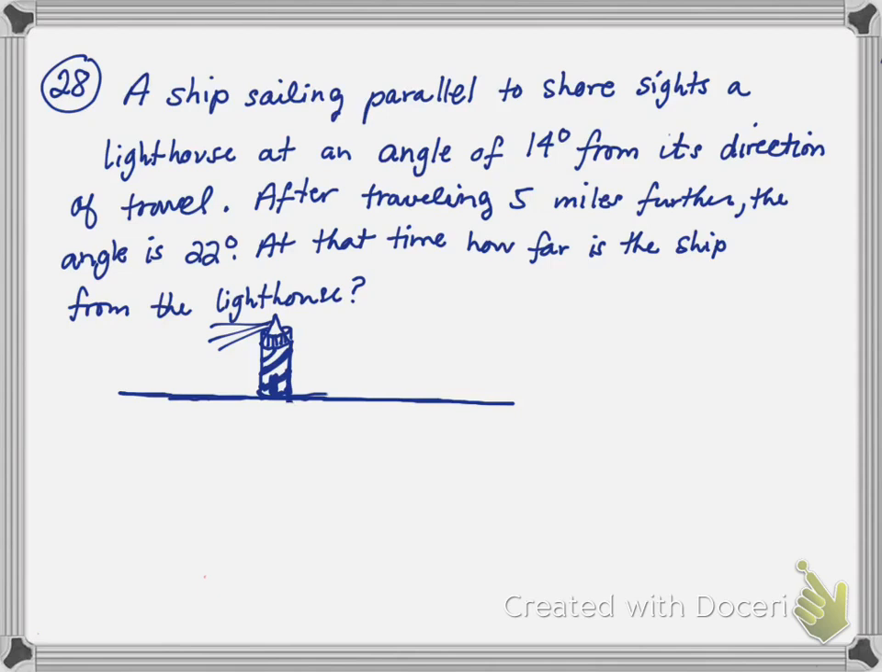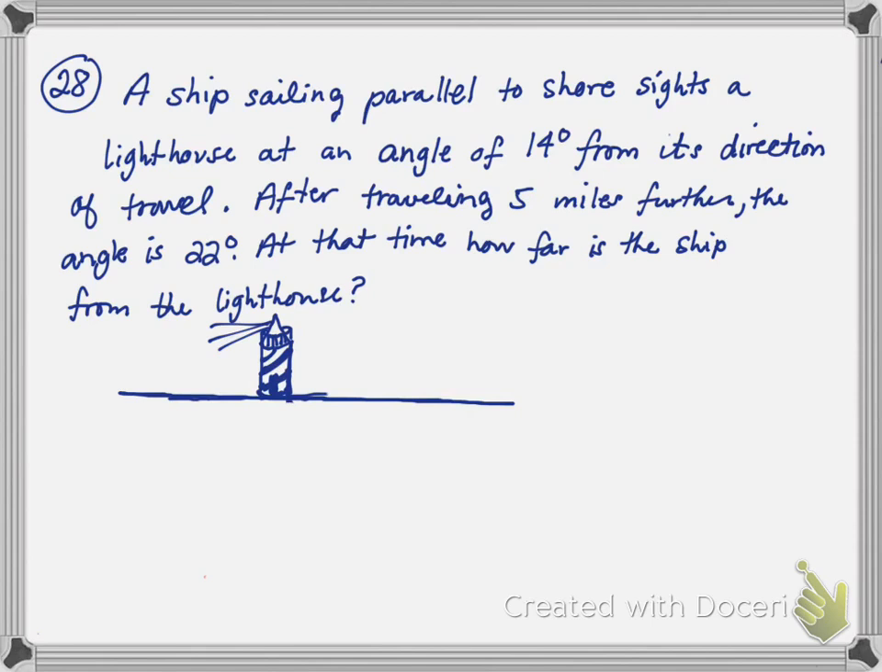A ship sailing parallel to shore sights a lighthouse at an angle of 14 degrees from its direction of travel. After traveling 5 miles further, the angle is 22 degrees. At that time, how far is the ship from the lighthouse?